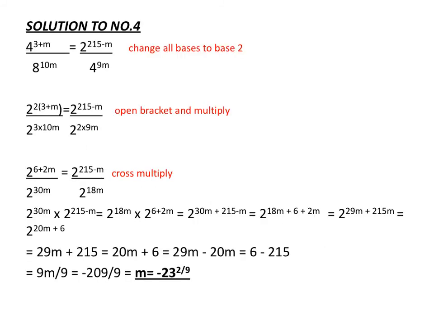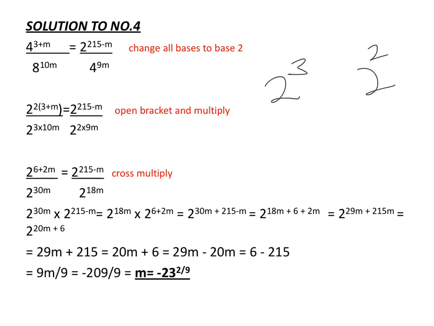Solution to number 4. Number 4 question says 4 raised to power 3 plus m all over 8 raised to power 10m is equal to 2 raised to power 215 minus m all over 4 raised to power 9m. Change all the bases to base 2. Changing 8 to base 2, you have 2 raised to power 3. Changing 4 to base 2, you have 2 raised to power 2.